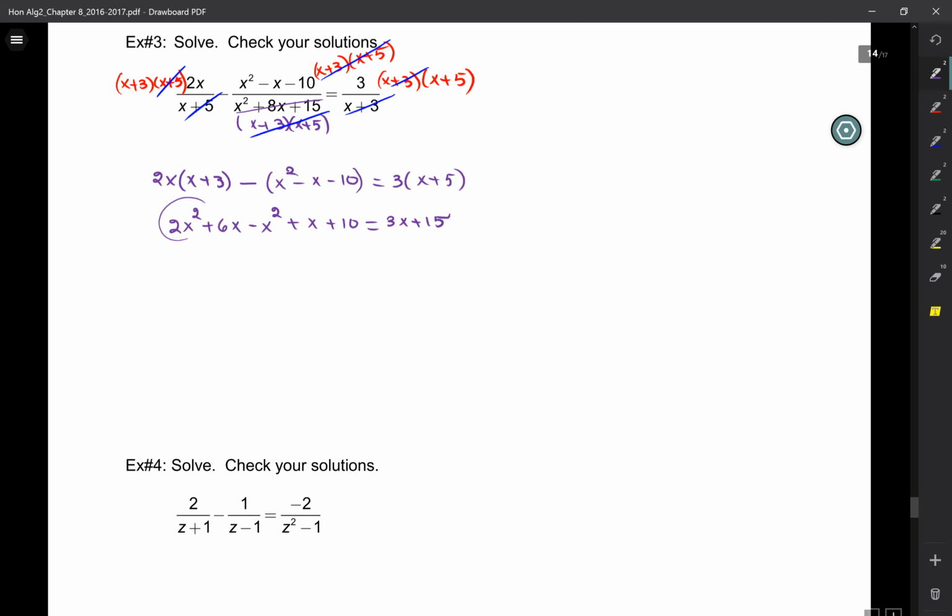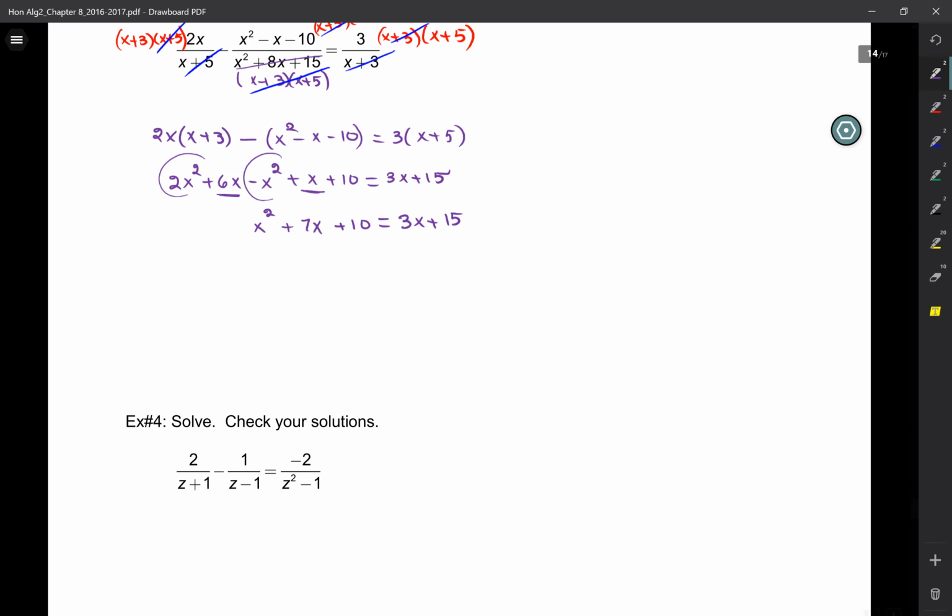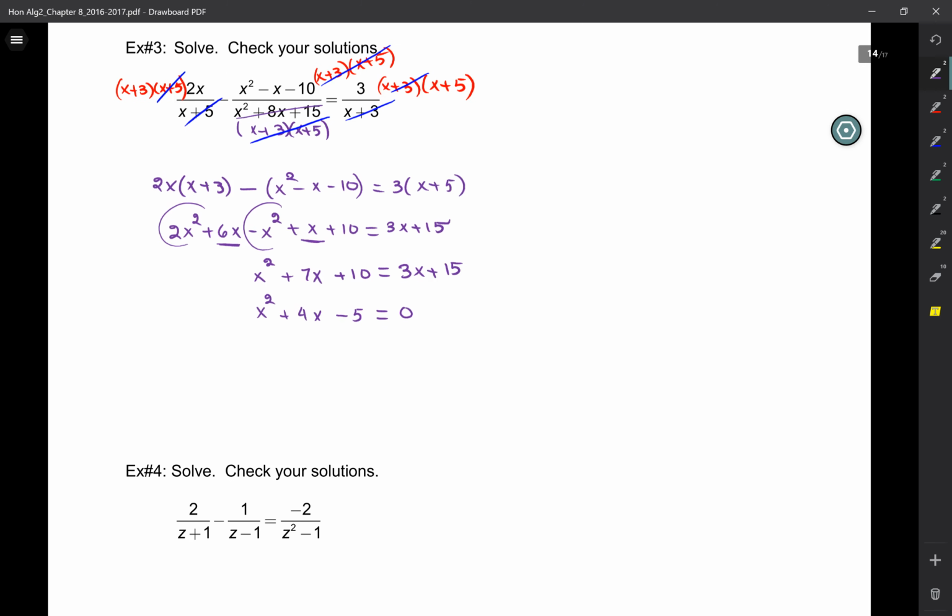Okay, let's combine terms. 2x squared minus x squared is x squared. 6x plus x, 7x, plus 10 is 3x plus 15. Let's move everything to the same side. We get x squared plus 4x minus 5 is equal to 0. Meanwhile, I never wrote the restrictions for this. What were the restrictions?